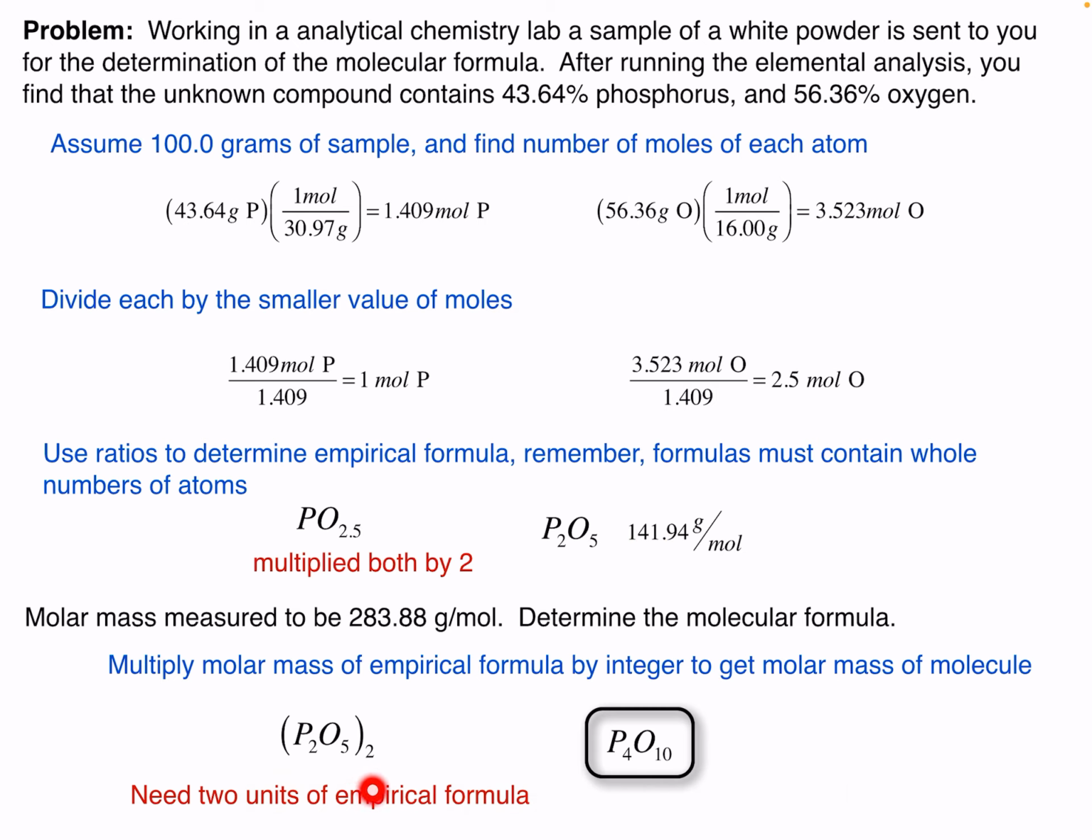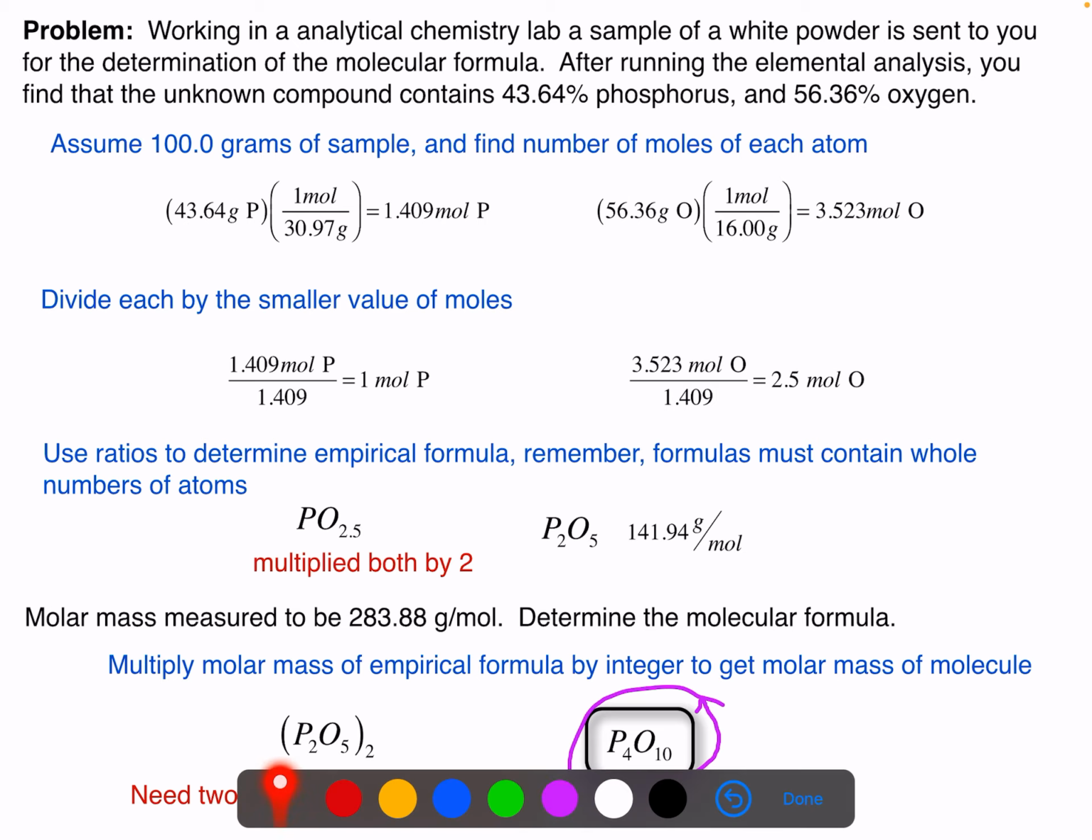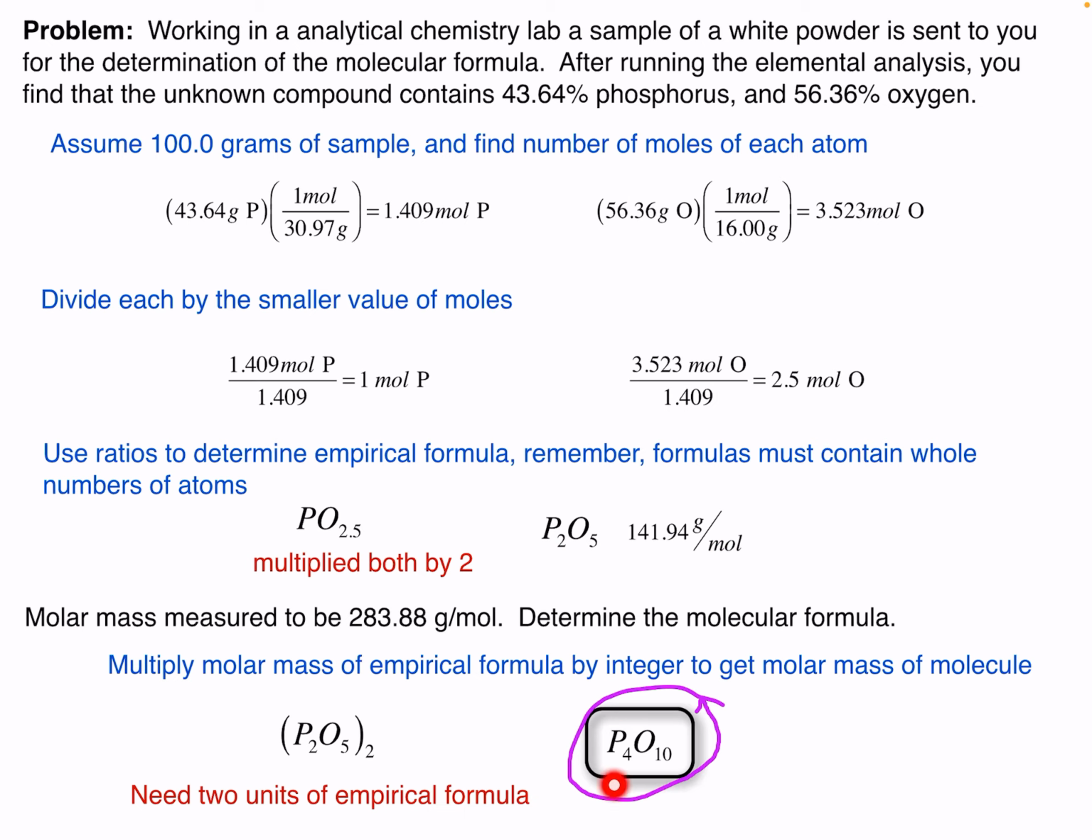And what that tells us is we need 2 of these P2O5 units. So we're going to multiply both of these subscripts by 2, and we get P4O10. This is our molecular formula, P4O10. So again, what did we do? We started off with our mass percents, found our mole ratio, turned it into the lowest possible whole number ratio, then divided the molecular weight by the empirical weight, and used that to determine the molecular formula.